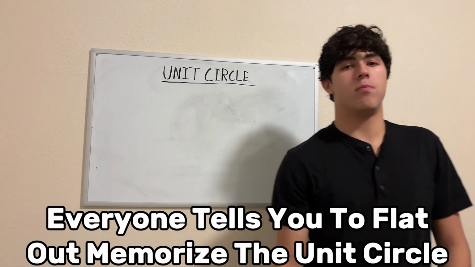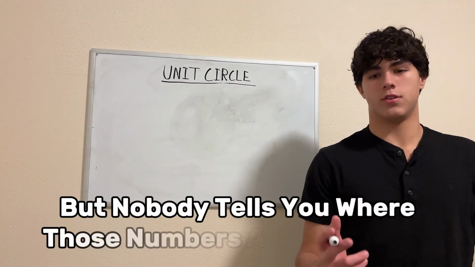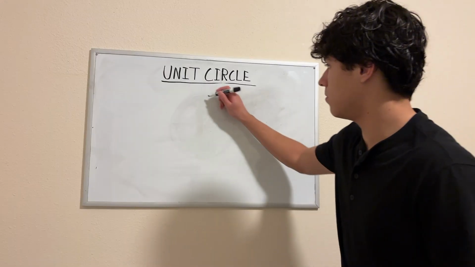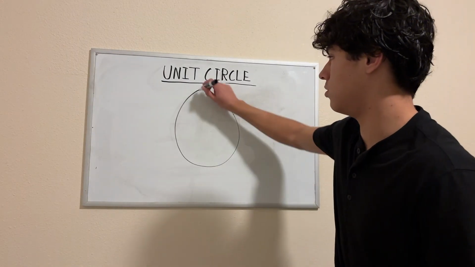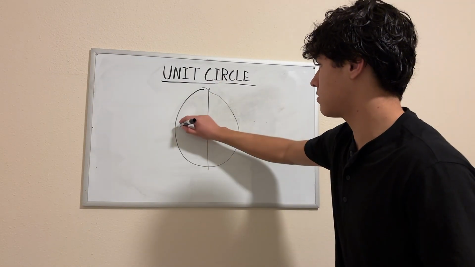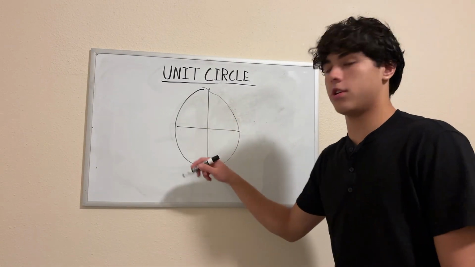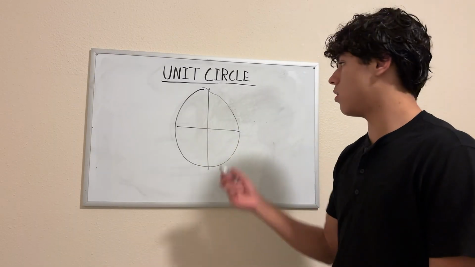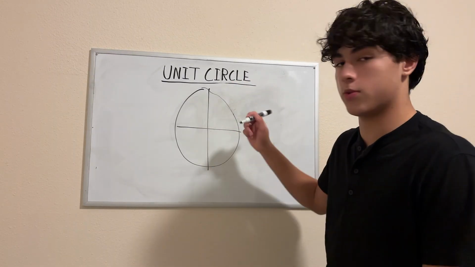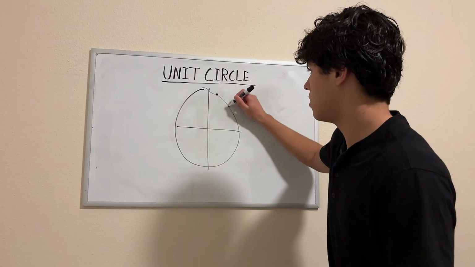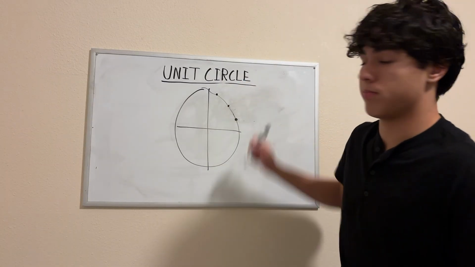Everyone tells you to flat out memorize the unit circle, but nobody tells you where those numbers actually come from. So the unit circle is obviously just one big circle divided into 4 segments, like so, right? So this is quadrant 1, quadrant 2, quadrant 3, and quadrant 4. Obviously, we know that there are points on the unit circle, each with different side lengths in ordered pairs. We can represent that with these 3 points, right?